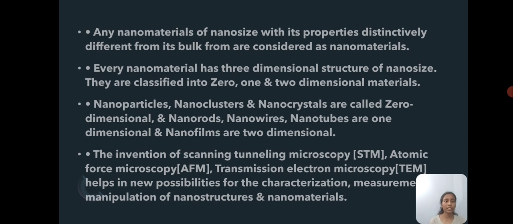Every nanomaterial has three-dimensional structures of nano size. They are classified into 0, 1 and 2-dimensional materials. Nanoparticles, nanoclusters and nanocrystals are called zero-dimensional. Nanorods, nanowires, nanotubes are one-dimensional and nanofilms are two-dimensional. The invention of scanning tunneling microscopy (STM), atomic force microscopy (AFM), and transmission electron microscopy (TEM) opened new possibilities for the characterization, measurement, and manipulation of nanostructures and nanomaterials.